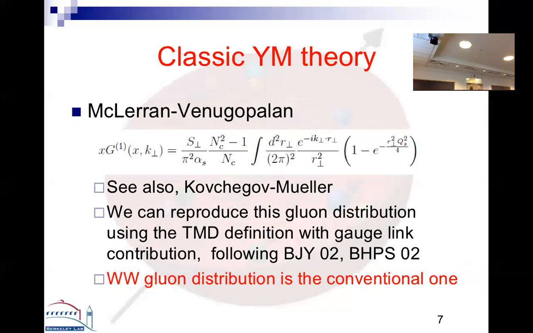Actually, this distribution has a saturation built in there, and of course we can also reproduce the gluon spin by using the definition of Collins and Soper in 1981. So in the sense that what Larry and Raju calculated many years ago, the so-called Weizsäcker-Williams gluon distribution, is actually the conventional gluon distribution defined by Collins and Soper many years ago.